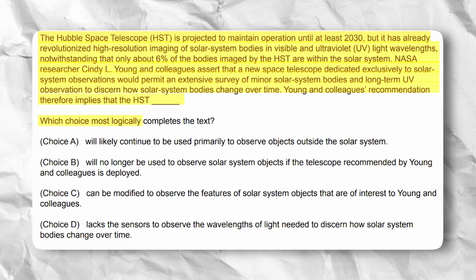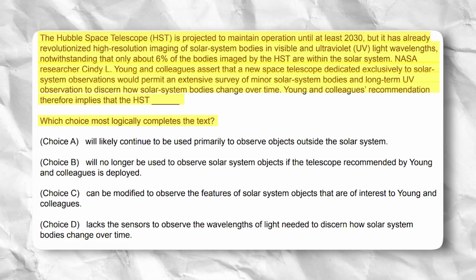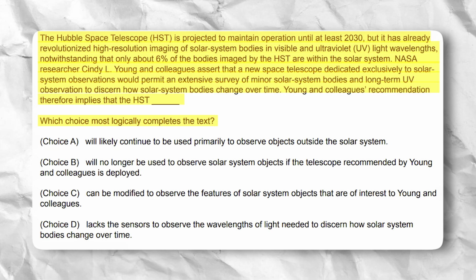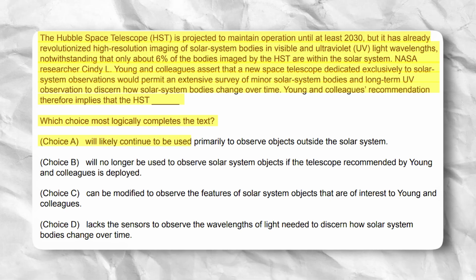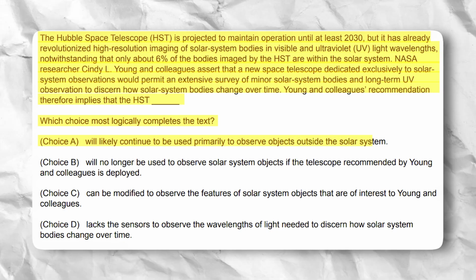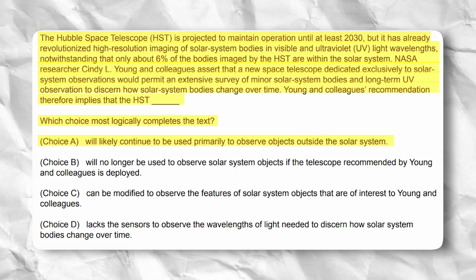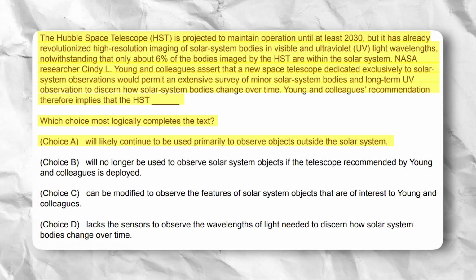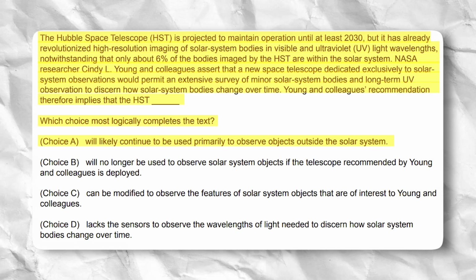Which choice most logically completes the text? Remember this line and keep on coming back to this line whenever you have to choose the main idea, whenever you have to choose an inference question. Option A: will likely continue to be used primarily to observe objects outside the solar system. All right, because we are talking about the small things, but let's just park it here because it's not entirely wrong. Let's read out the other options.